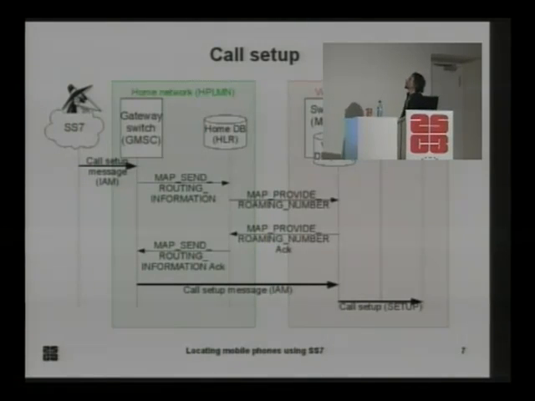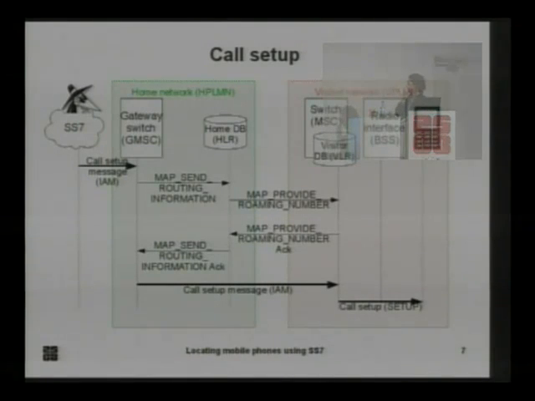So this is how a call setup works in mobile networks. Back there, on the left-hand side, we have the evil spy, or just another network operator, who sets up a call to you. And that call setup message has to be sent to the gateway switch, the gateway mobile switching center of your home network.